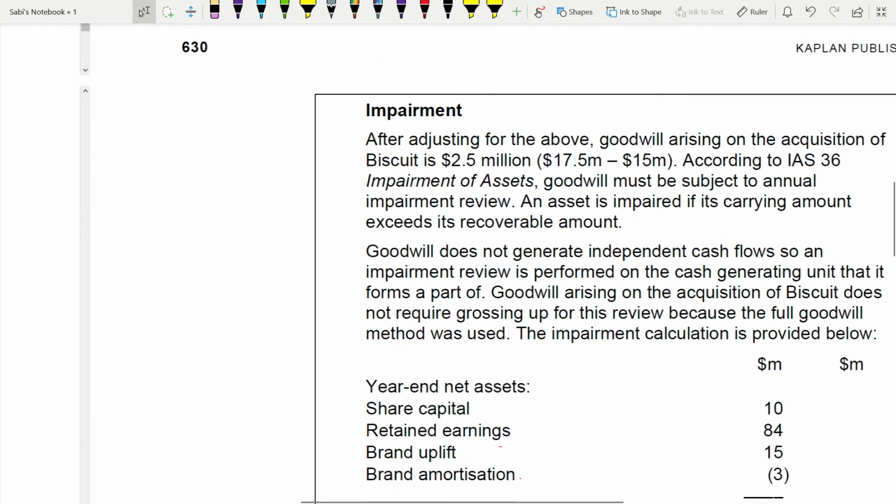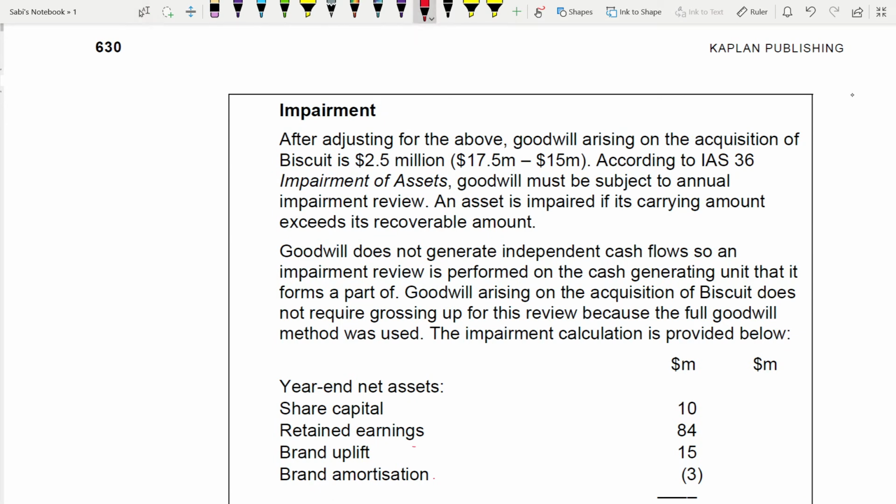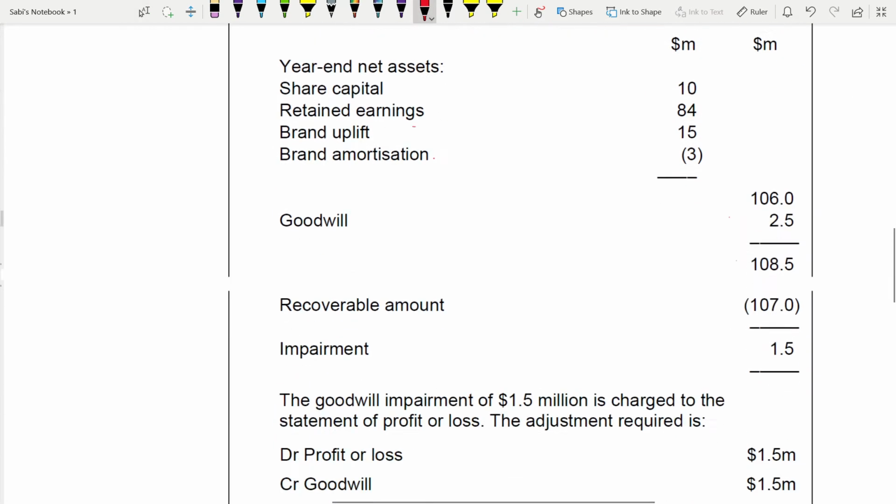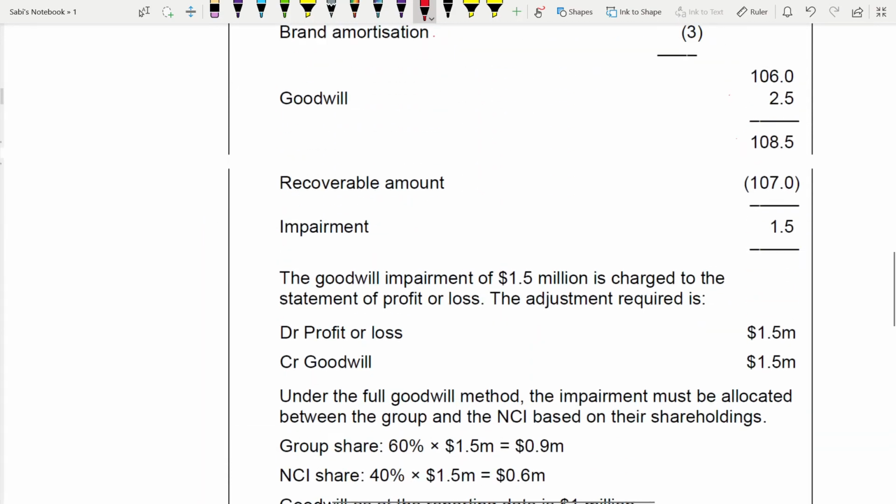Now we are coming to the third bullet point, which is impairment. This is a bit long, if you see here.